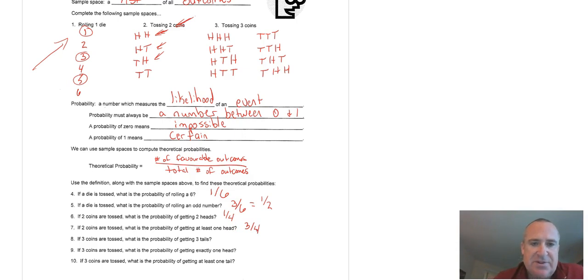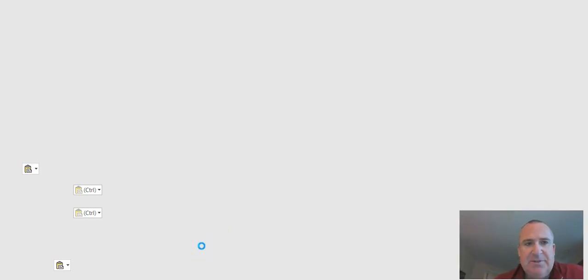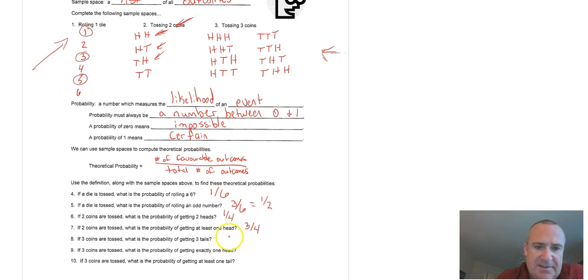Okay, if three coins are tossed, now we're going to use this sample space over here. If three coins are tossed, what's the probability of getting all tails? Well, if we get all tails, that would be 1 out of 8. So probability of getting 3 tails would be 1 out of 8.